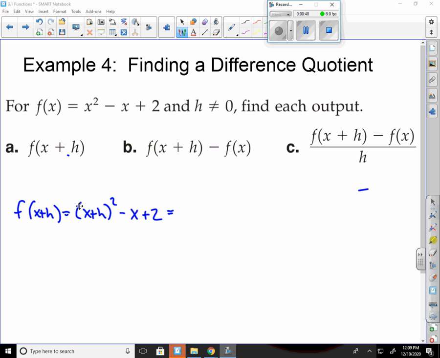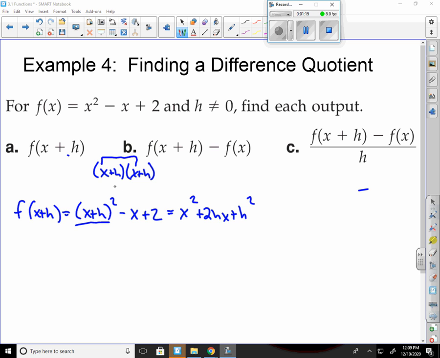So if I FOIL x plus h squared, that's the same as x plus h times x plus h. Now the fact that it's squared means that there's a special relationship that we have here. So we can do x squared plus 2hx plus h squared. And that's what this part is whenever we actually square it or FOIL it out.